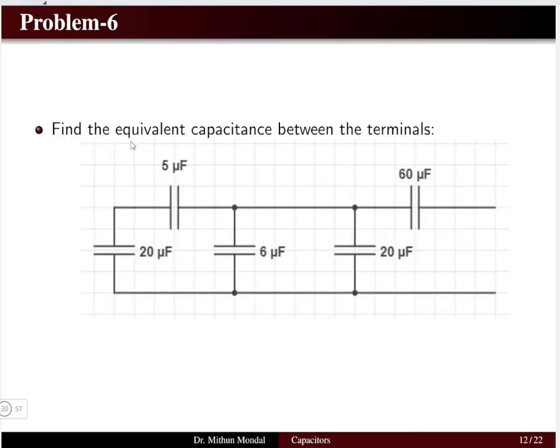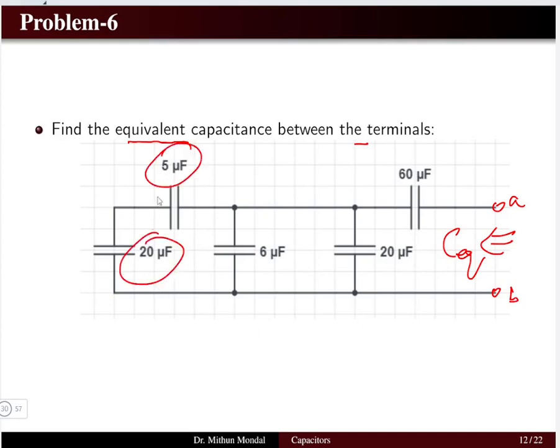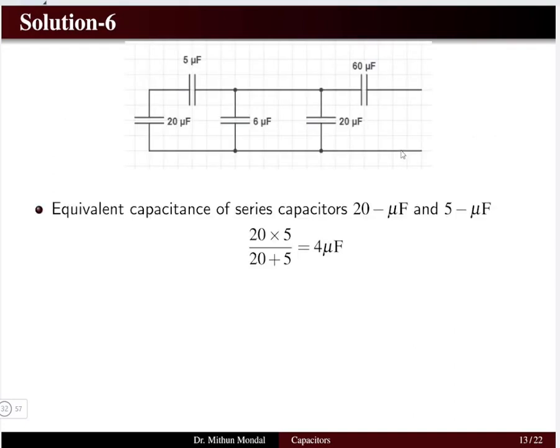Problem 6: you have to determine the equivalent capacitance between the terminals. Here we have the terminal A and here we have the terminal B. You have to determine what C equivalent is in this particular circuit. You can see that 5 microfarad and 20 microfarad will be in series, and then in parallel with 6 microfarad, which will be in parallel with 20 microfarad, the combination, and then it will come in series with 60 microfarad. So you have to do a series-parallel combination.